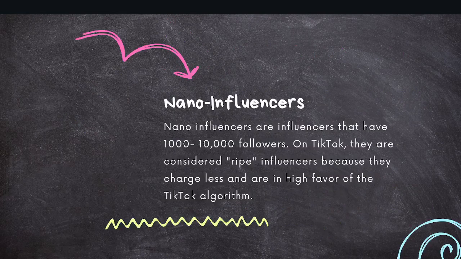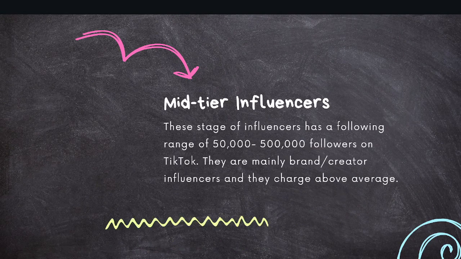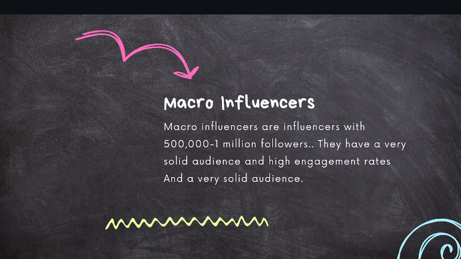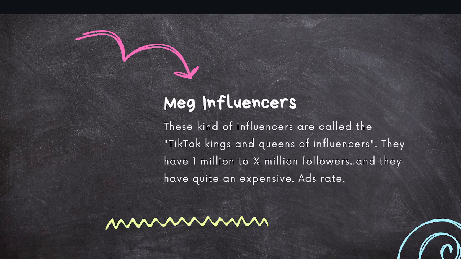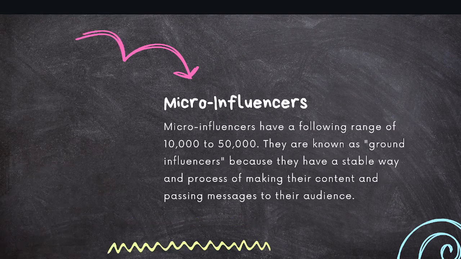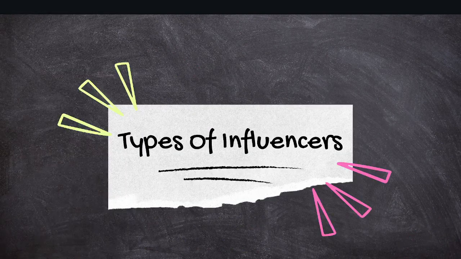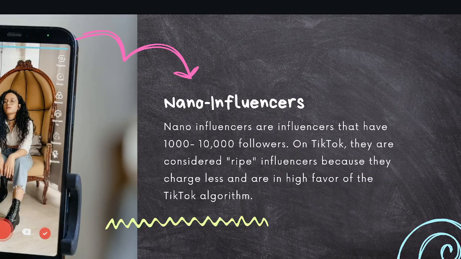So, types of influencers. There is the nano influencer, there is the micro, there is the mid-tier, and there is the macro. There is the mega, there is the celebrity. So let's start with nano influencers. What are nano influencers? These are influencers that have about 1,000 to 10,000 followers, 5,000, 2,000, 3,000 thereabouts on TikTok.